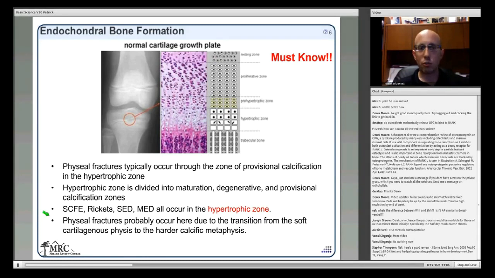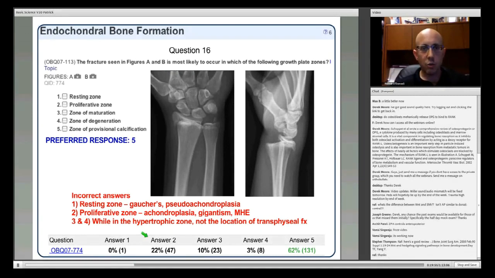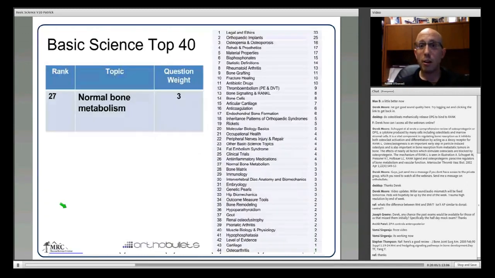It's where most of the defects occur genetically. Some examples are shown here. The thought is that physeal fractures probably occur here due to the transition from the soft cartilaginous physis to the harder calcific metaphysis. Question 16, going back to the answers. Answer 5, 62% of you guys got it correct. Other answer was answer 2, 22%, the proliferative zone. Well, the proliferative zone isn't where the fractures occur. This is where you're going to see your achondroplasia, gigantism, multiple hereditary exostosis.